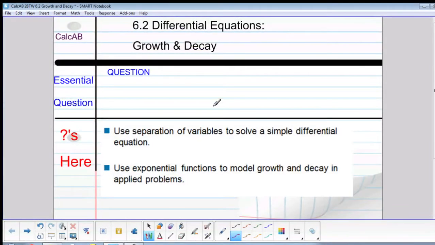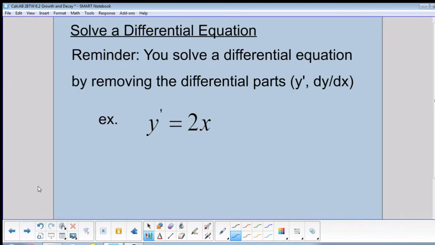Welcome, Calculus AB. This is 6-2, differential equations, growth and decay. Let's go. Just a reminder, this is how to solve a differential equation. When I solve one, I have to remove the differential parts, so no y primes or dy/dx's. Alright, so let's take this example.